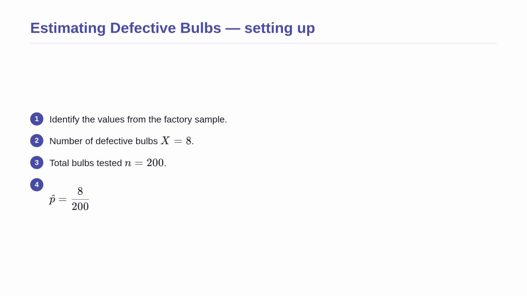Let us apply this proportion formula to our factory data. We found exactly 8 defective bulbs during our inspection, so we replaced the variable X with 8. We tested a total of 200 bulbs, so the sample size N is replaced by 200. This sets up a simple division problem, representing the fraction of bad bulbs in our small group. We assume this small group rate will be a good guess for the entire factory's production.